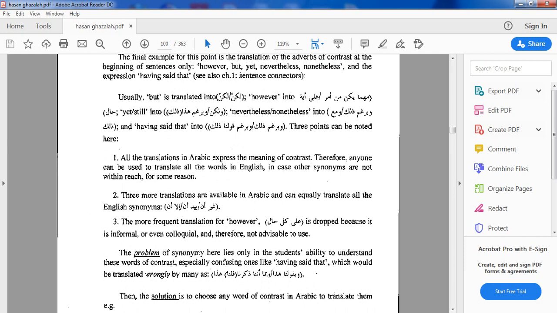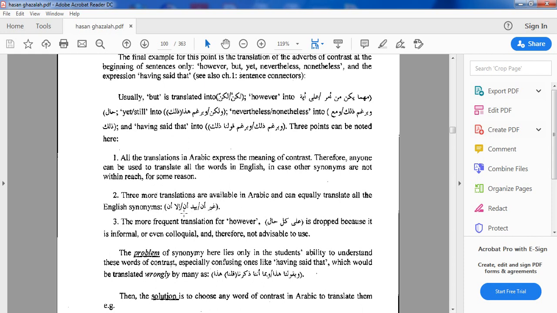All the translations in Arabic express the meaning of contrast. Therefore, any one can be used to translate all the words in English in case other synonyms are not within reach for some reason. So yes, we can exchange those meanings in Arabic, but in English, no, we cannot. 3 more translations are available in Arabic and can equally translate all the English synonyms.